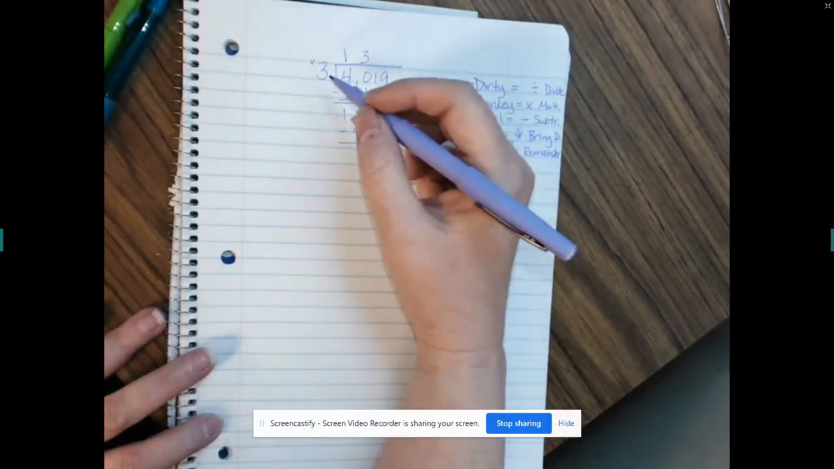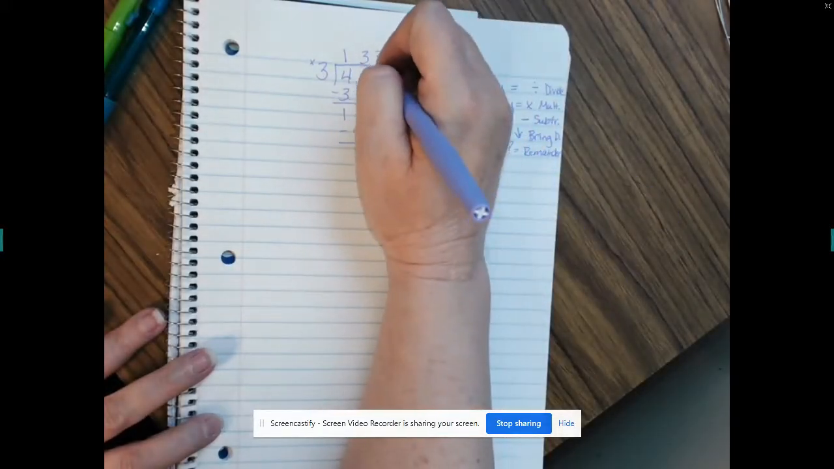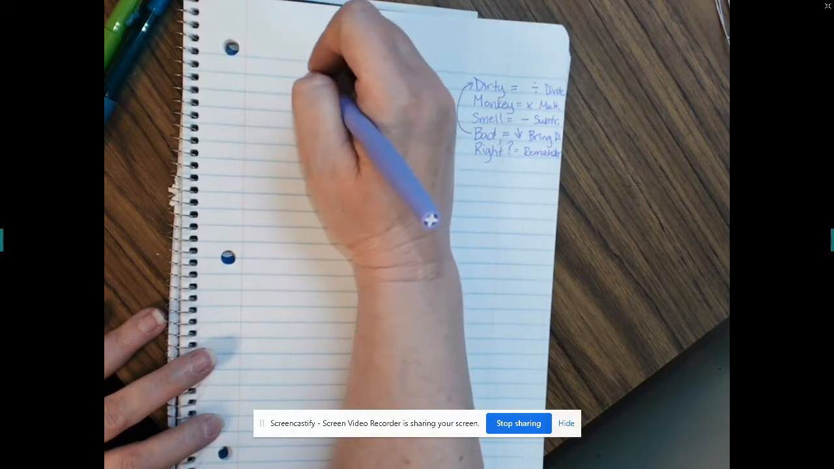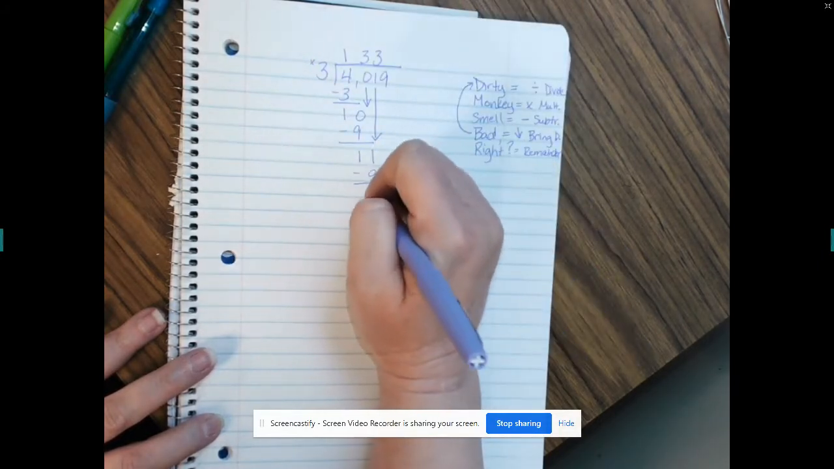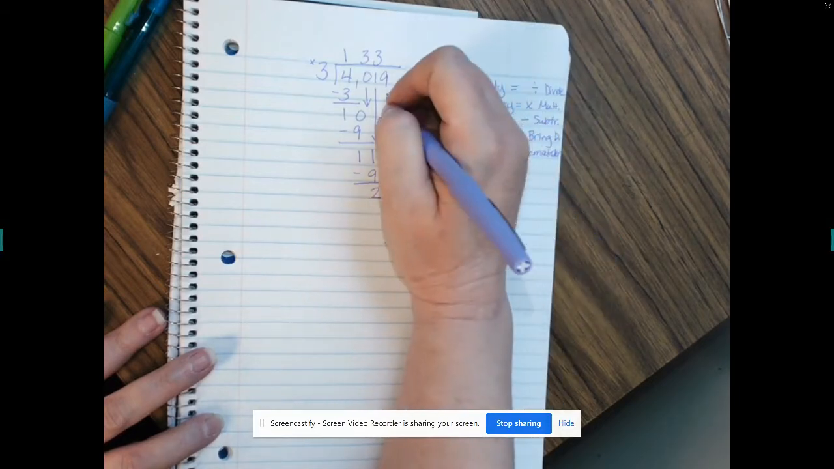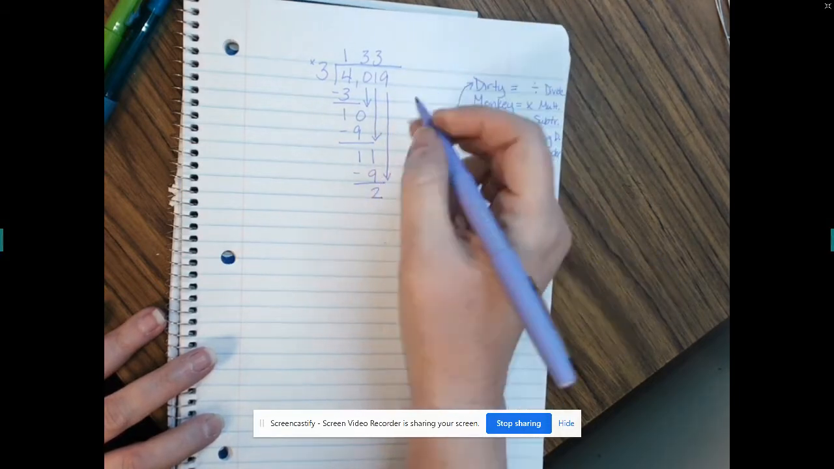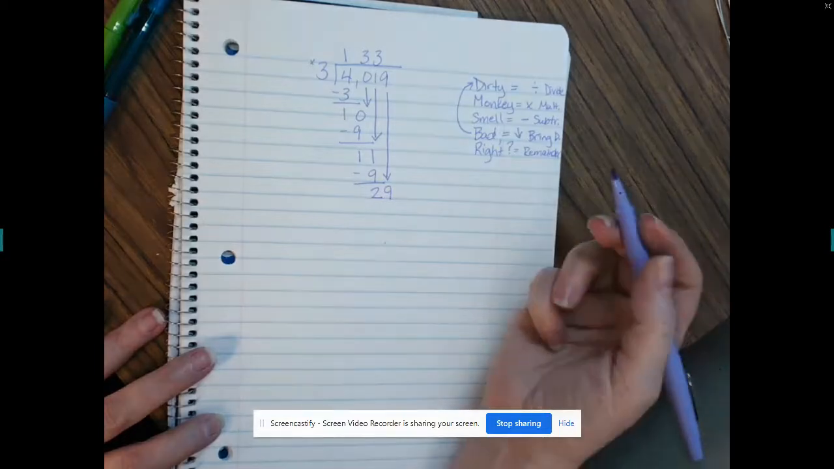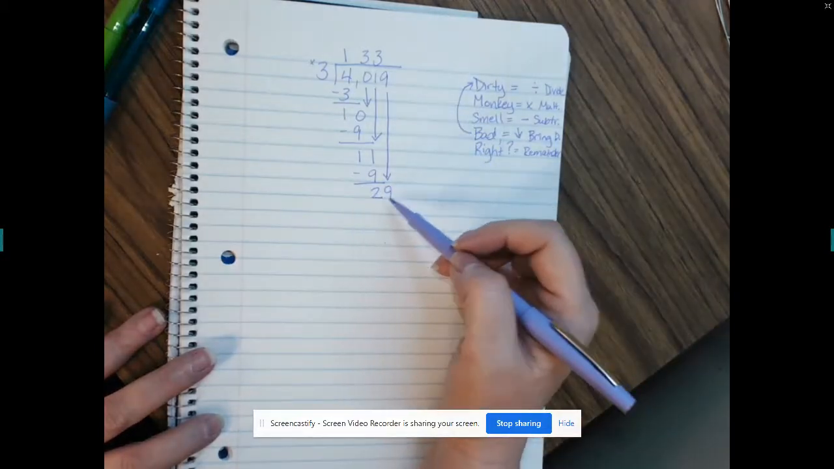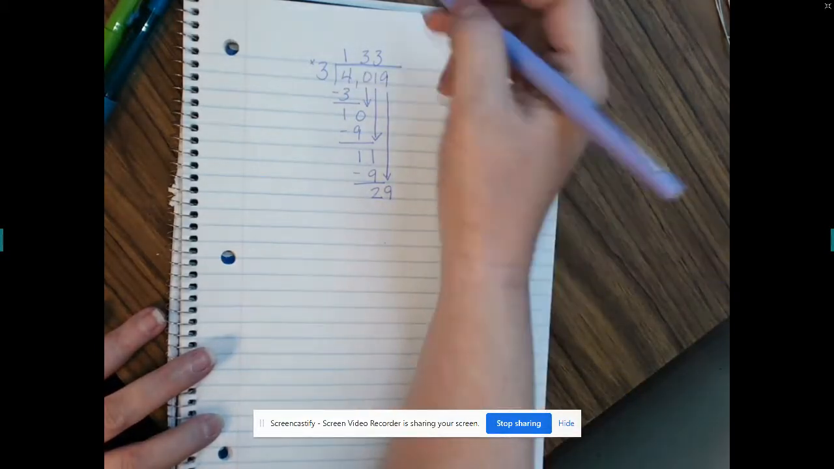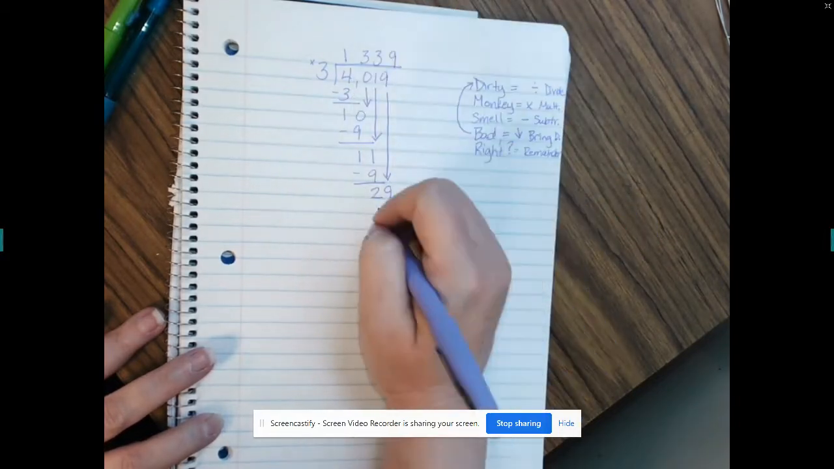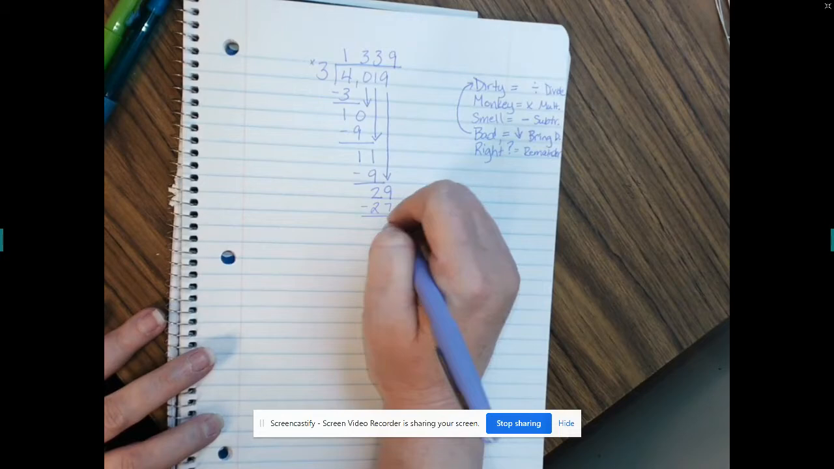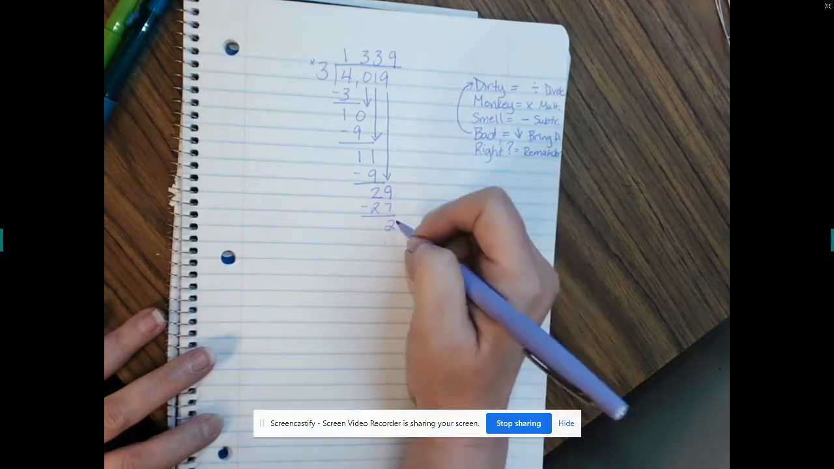So we have 11 divided by 3 is another 3 groups, and 3 times 3 is 9. 11 minus 9 is 2. And they bring down. So now I have 29 divided by 3, and that's going to be 9 groups. 9 times 3 is 27. 29 minus 27 is 2.